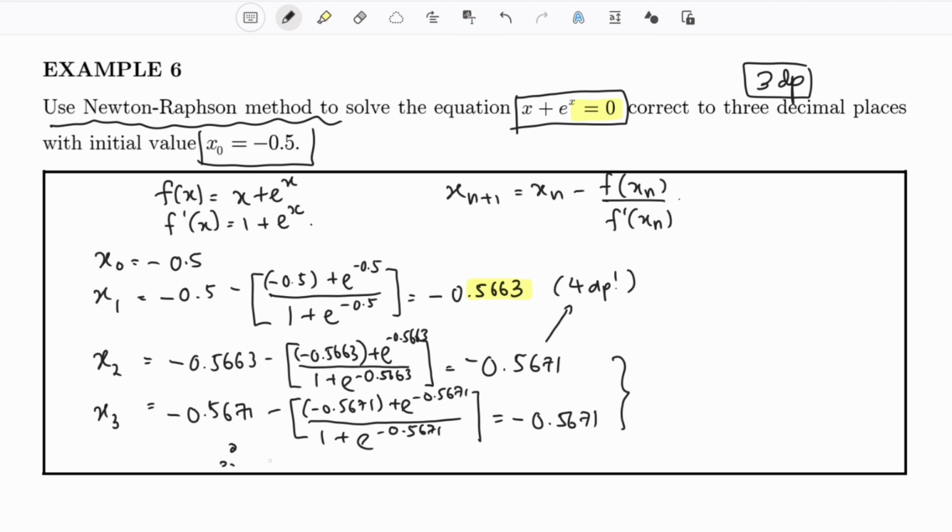Hence, the root is negative 0.567 to 3 decimal places.